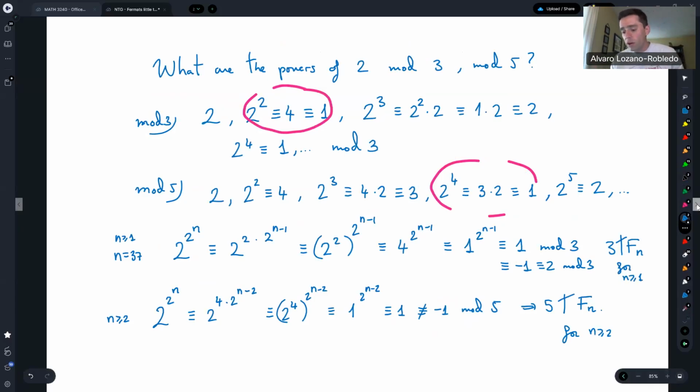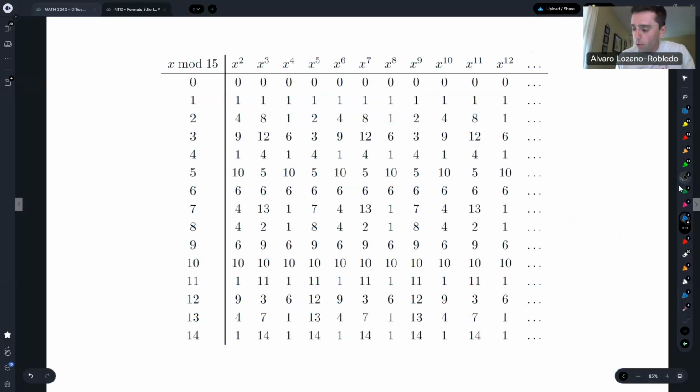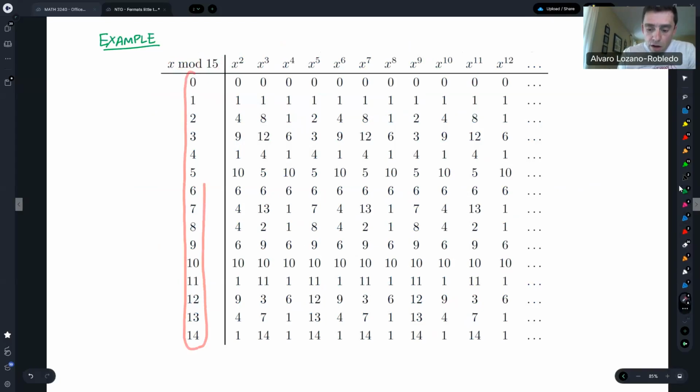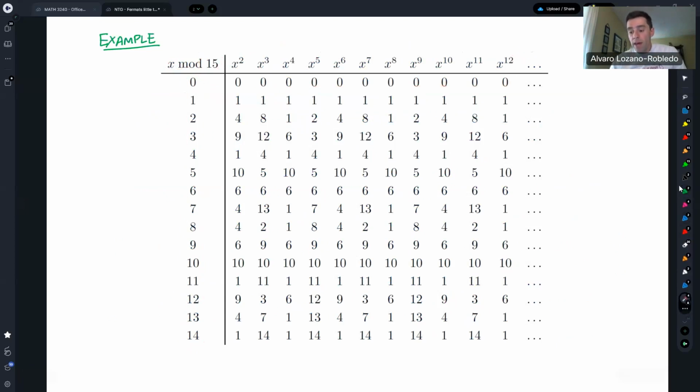Okay, so let's do a little bit more. Here's an example. I've done already a lot of computations. What happens when we do powers? Here we're doing powers modulo 15, and what I've done is compute all the powers of all the possible classes, 0 through 14, and all the powers at least up to the 12th power. And there's a lot of data here.